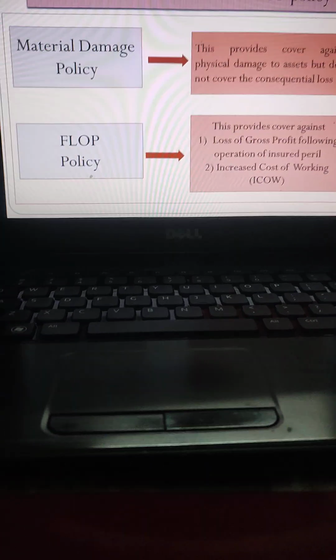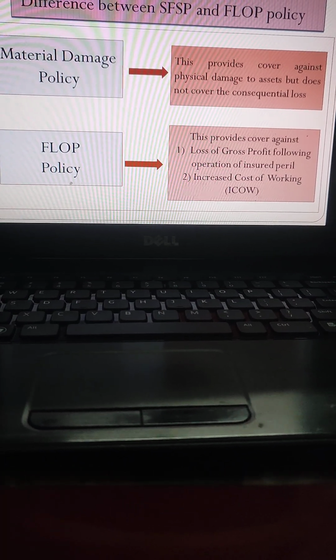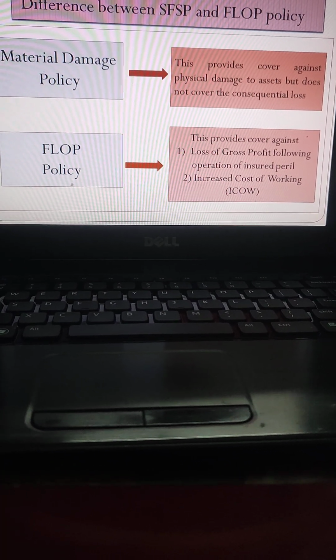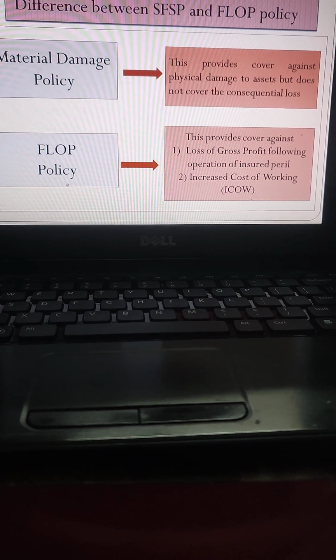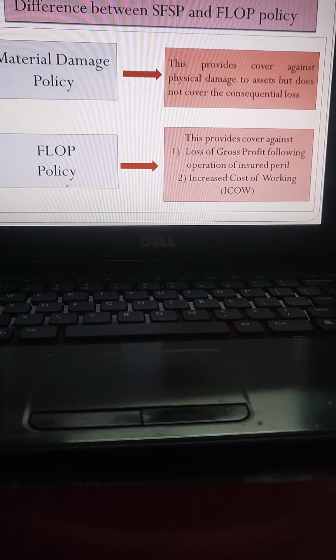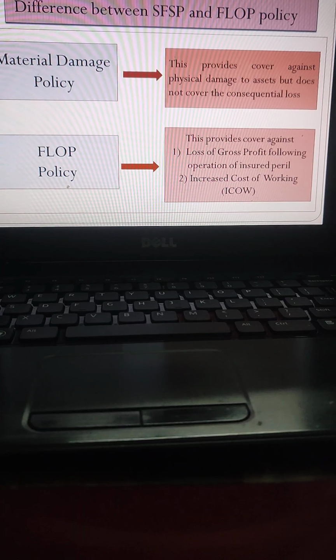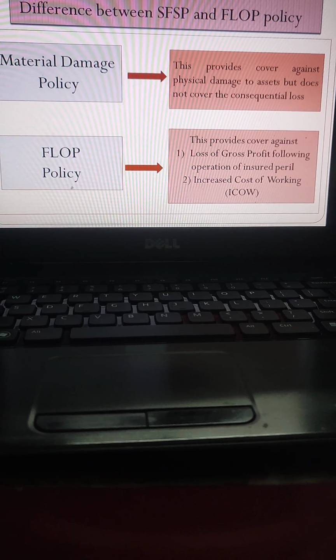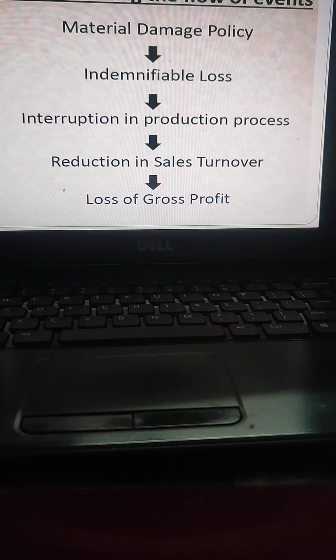So difference between a fire policy and FLOP policy is that fire policy is a material damage policy because this provides cover against physical damage to assets but does not cover the consequential loss. While FLOP policy means this provides cover against loss of gross profit following operations of insured peril or increased cost of working.